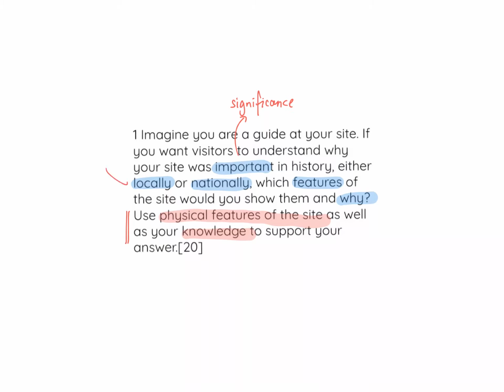Here we've got locally. So obviously there we're thinking about Doncaster itself. And then when we're thinking about nationally, we're thinking about obviously events like World War I, World War II, and I'm going to put there the Flying Scotsman also. Which features, so we're thinking about areas of the building, areas of the site. And when it says why, then the language of explanation is going to be needed for that.